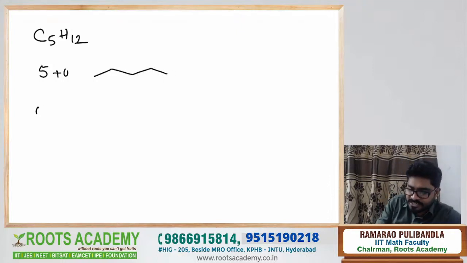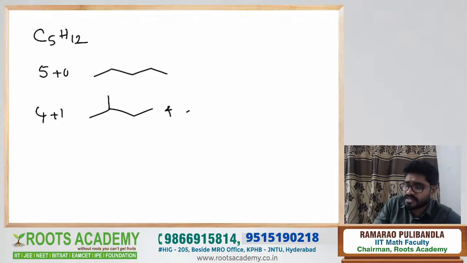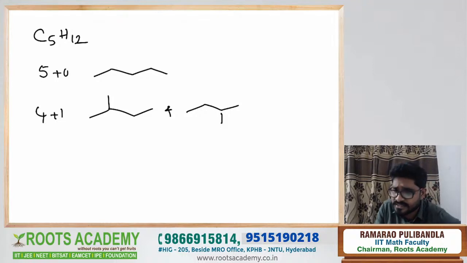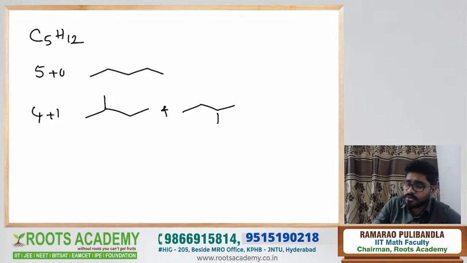What is the next possibility? 4 plus 1. 1, 2, 3, 4. I'm keeping 1. If I keep it here or here, it doesn't make a difference. One more possibility, maybe you can think like this, I can keep it here also. But both are the same. What is the name? This is N-pentane. This is 2-methyl-butane. This is also 2-methyl-butane. Both are the same. There is no difference. So don't take this one, 4 plus 1.